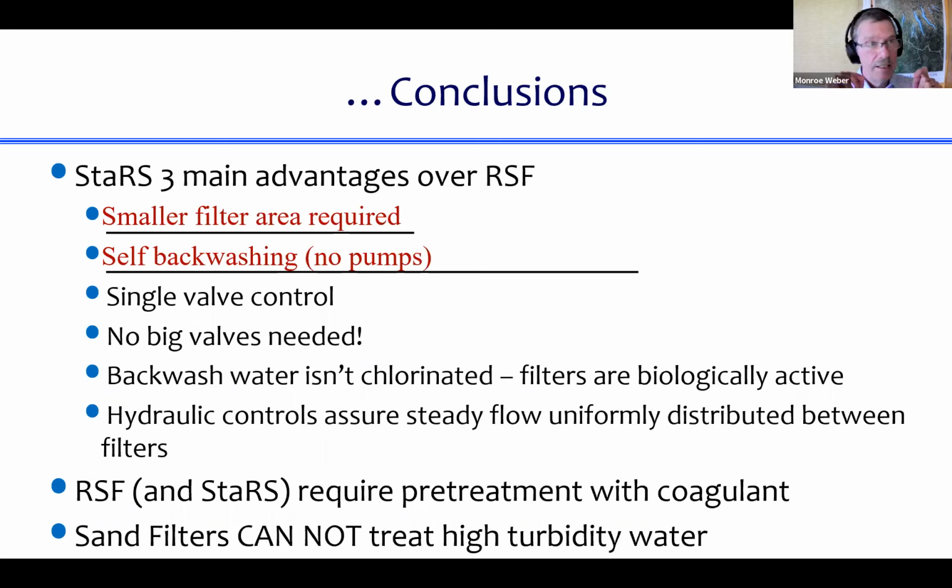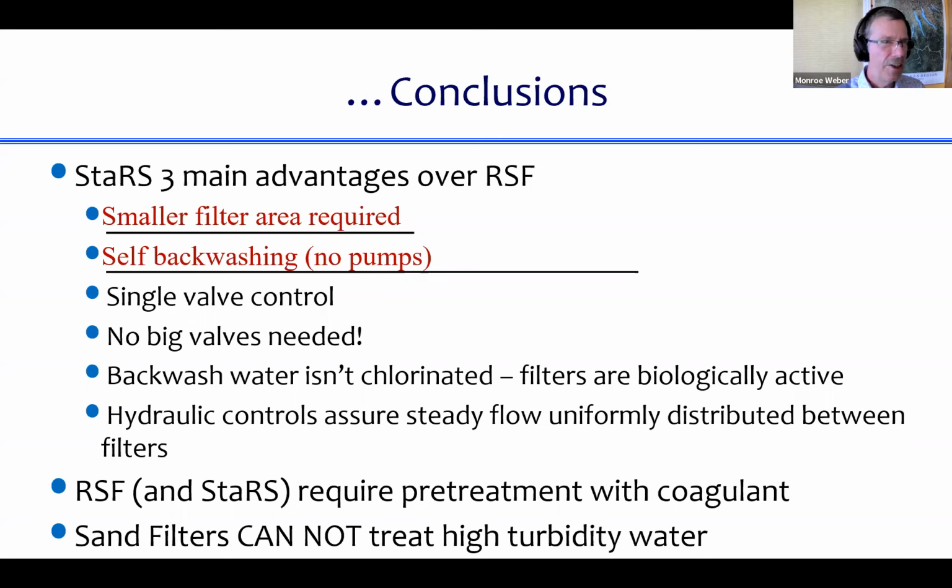It uses clarified water to backwash, and that clarified water isn't chlorinated, which means that the filters never see any chlorine, which means that the filters are biologically active. So this is biologically active filtration. We have not done any research on whether or not that's providing any added benefits for us, but biologically active filters do help reduce the dissolved organics a little bit further, and that's good. And we use hydraulic controls for the whole system to assure steady flow distribution between filters.